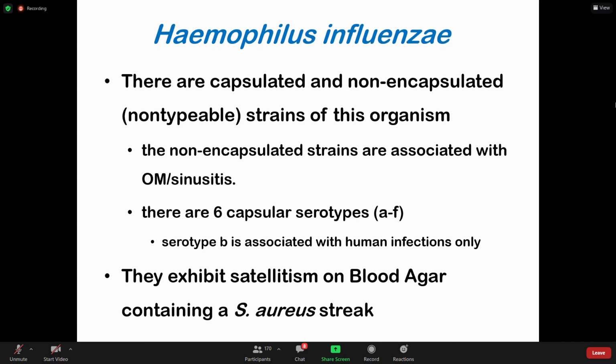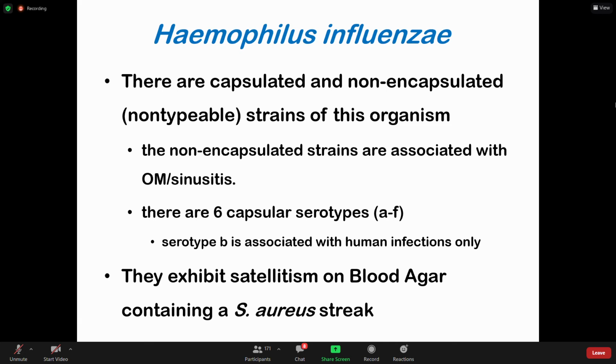Like I've stated earlier, you can have encapsulated and non-encapsulated strains of the organism. With sinusitis and otitis media, the non-encapsulated strains are more important. With invasive diseases, the encapsulated forms are important. The organism exhibits what we call satellitism on blood agar containing a Staph aureus streak.